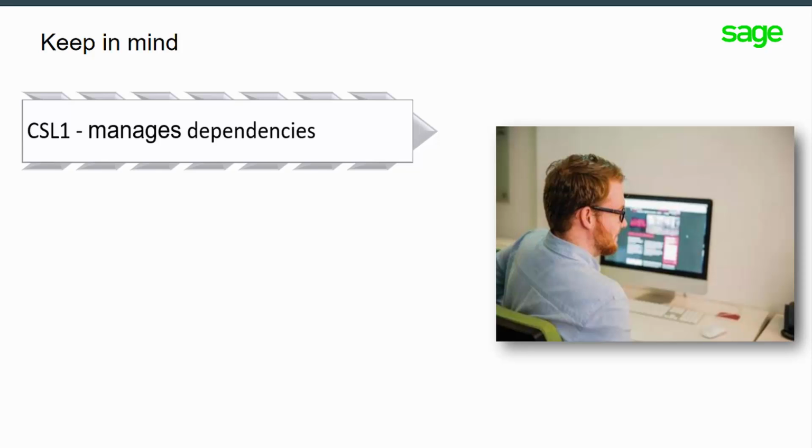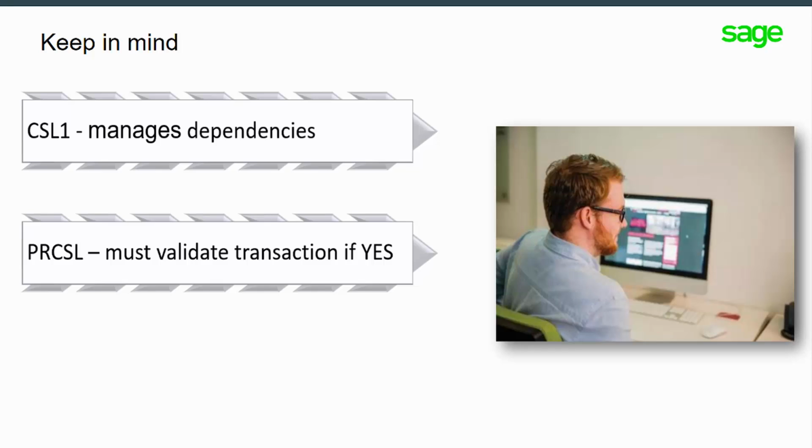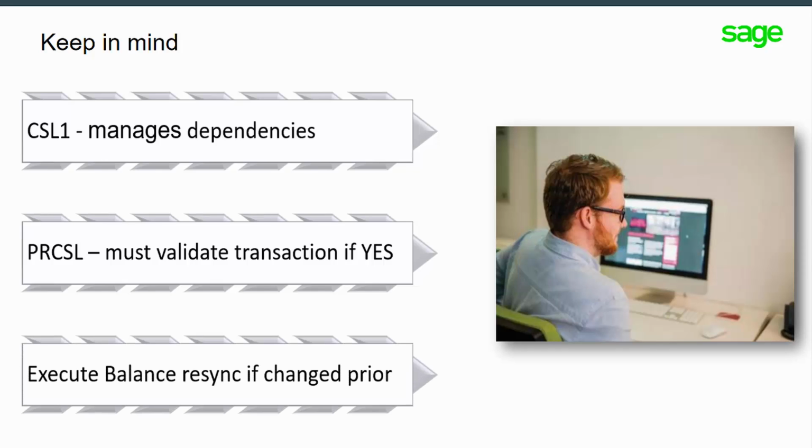Please note that a secondary activity code, CSL1, manages the dependencies between the codes CSL and PRCSL. When PRCSL is moved from no to yes, the accounting entry transaction must be revalidated. The flow and partner codes are hidden by default and should be set to display or entered. If entries exist or have been changed prior to the new pre-consolidation setup, you will need to execute a balance resync.